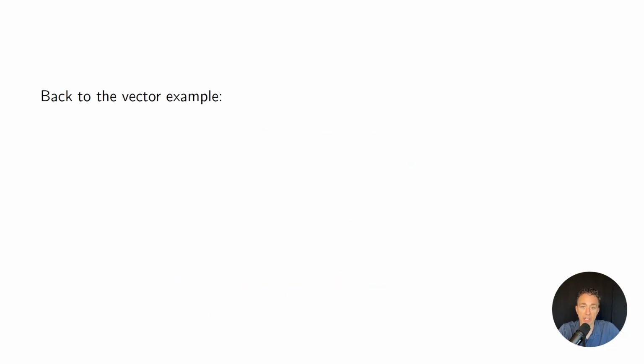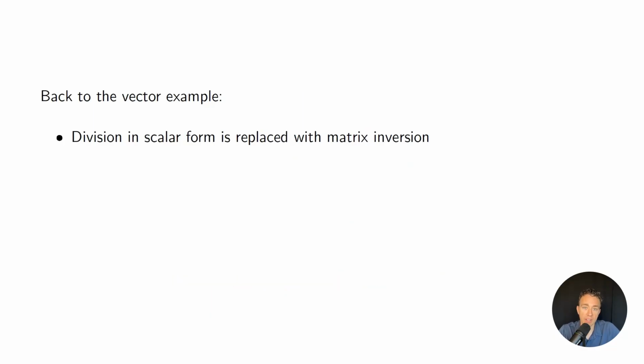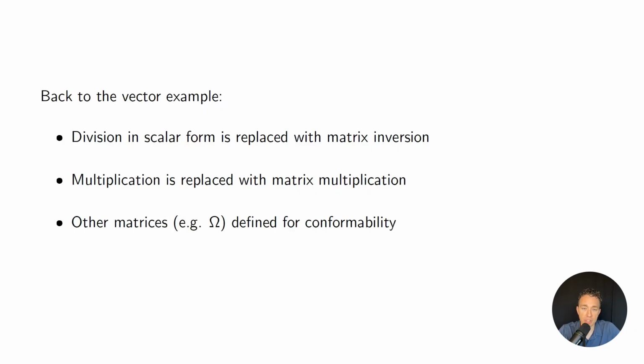Let's go back to the vector example. And anywhere we saw a division on the previous slide, we're going to replace that with a matrix inversion. And then multiplication is going to be matrix multiplication. And then the other matrices like capital Omega are defined just to make sure that things are conformable. And so I'm going to be able to apply these formulas to figure out what people's vector of beliefs is after receiving a signal in one particular sector.